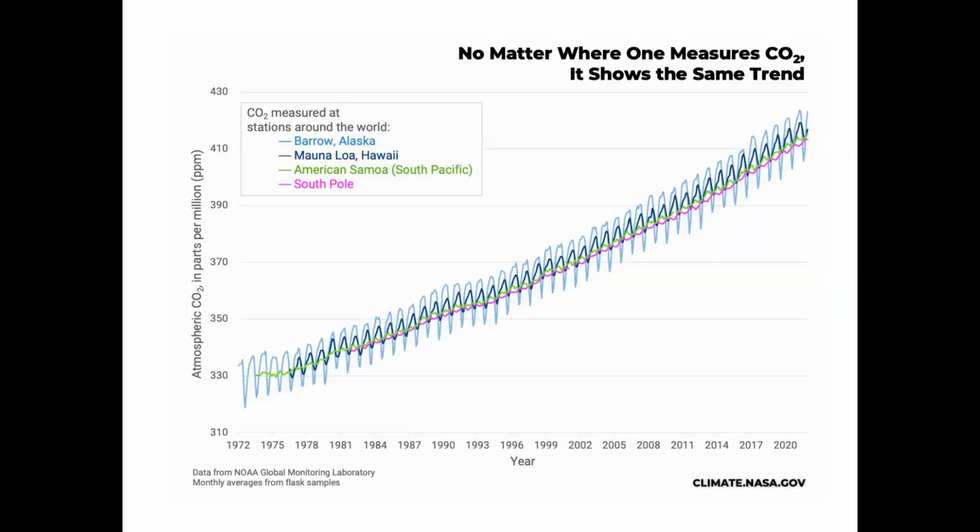Some of you might be thinking, well, yeah, that's just Hawaii. Maybe Hawaii's just weird. Absolutely not the case, because again, there are multiple measuring stations around the planet, including, as documented here, Barrow, Alaska, Mauna Loa in Hawaii, I just talked about that one, American Samoa, and even down at the South Pole.